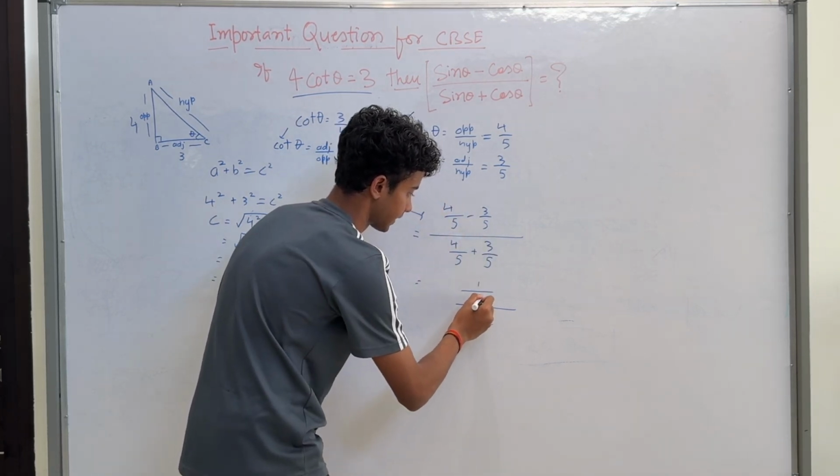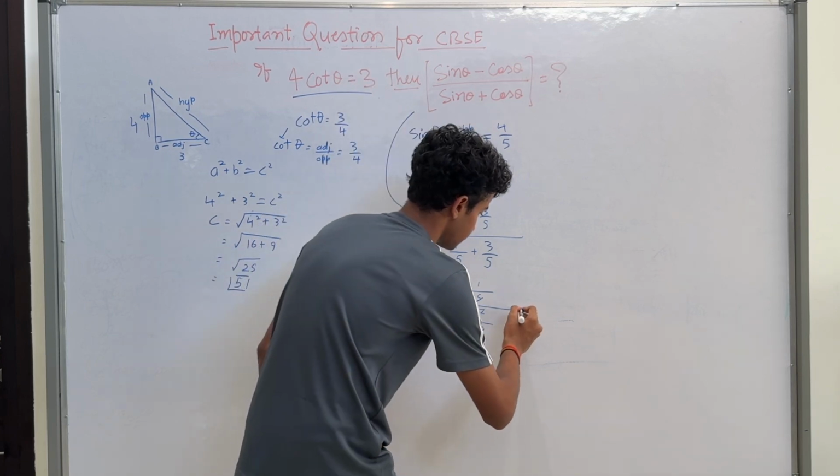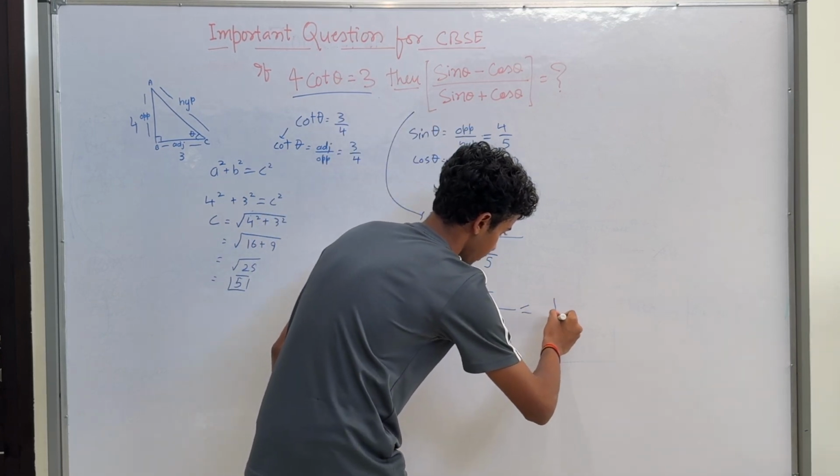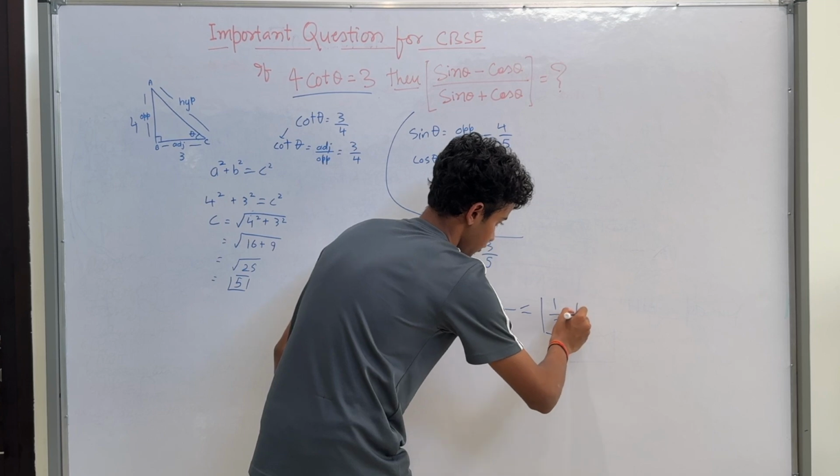This 5 and 5 get cancelled. The answer is 1 by 7. Hope you all understood.